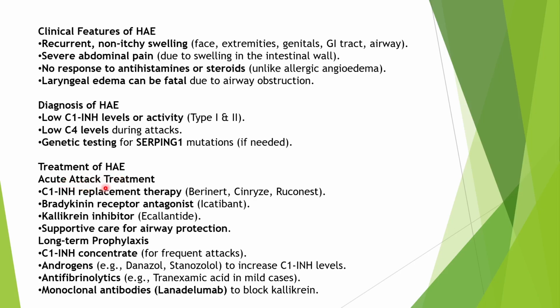Treatment involves, for an acute attack, C1 inhibitor replacement therapy, and bradykinin receptor antagonists because that is also dysregulated now. Then kallikrein inhibitors, then supportive care for airway protection, and for long-term prophylaxis, C1 inhibitor concentrate for frequent attacks, and androgens to increase the levels of C1 inhibitor, antifibrinolytics, and monoclonal antibodies, etc., to block kallikrein and regulate it.